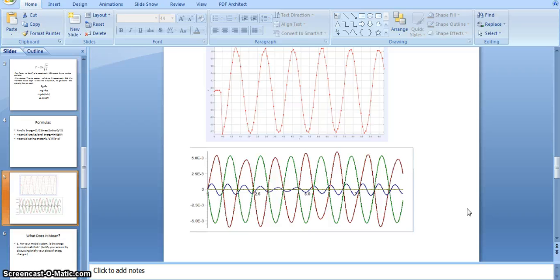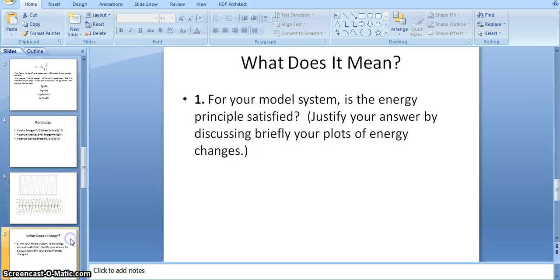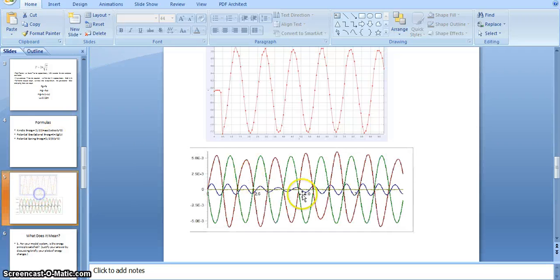What this means is that in our system, we included the mass, the spring, and the Earth, which makes it 0 right here. So what does it mean? Is the energy principle satisfied? The answer is yes, because, as I stated previously, delta E is 0 since we included everything in our system. The yellow line right here represents the sum of the energies.